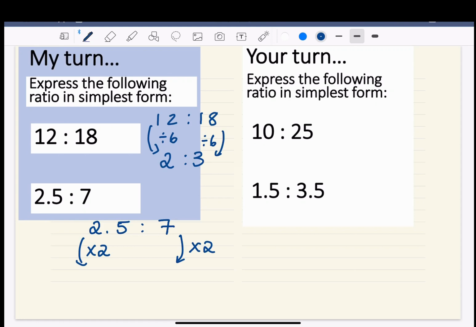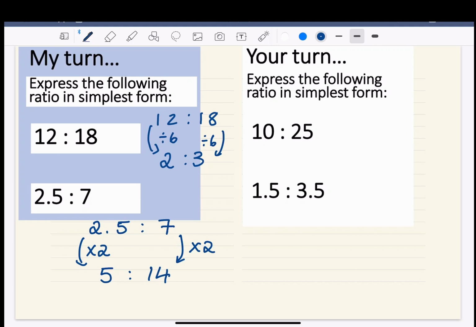2.5 times 2, or £2.50, twice is 5. Ever get stuck with decimals? Think of it as money. It makes things a little bit easier. 2 times 7 is 14. Now I have whole numbers. 5 is prime, so unless it goes into 14 without giving a decimal answer, I leave it there. Pause the video, take a look at the examples, and have a go at your turn.